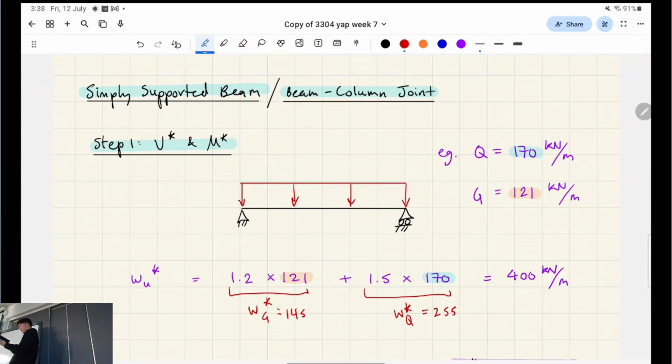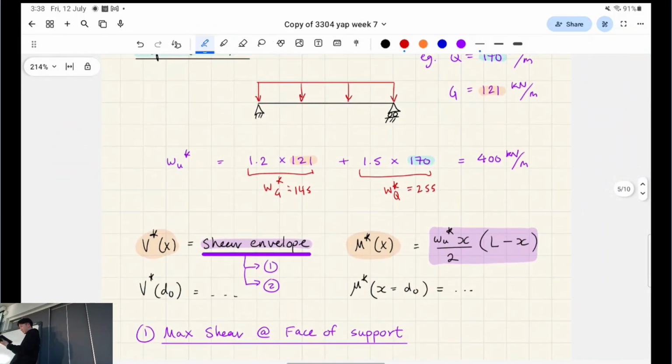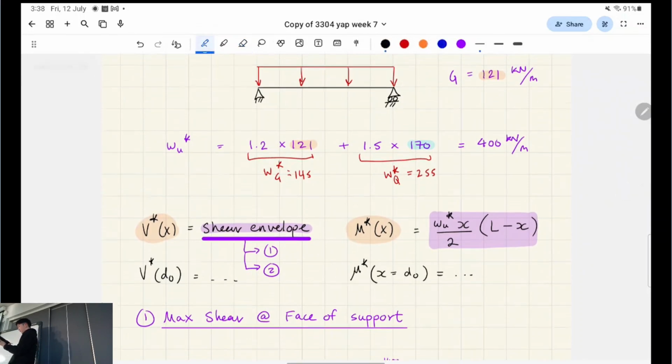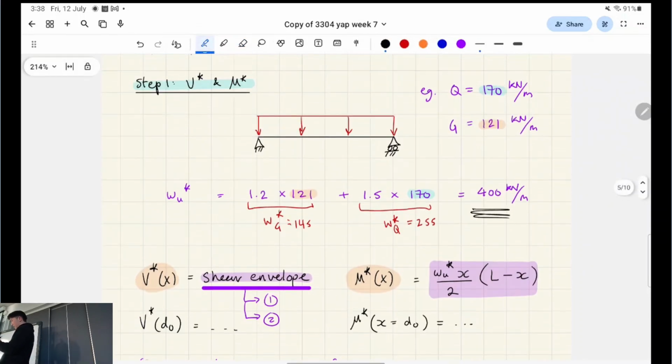Okay. Now we're going to move on. So shear force envelope, I'll show you below. For moments, simply use this number, plug it into this formula, and for X, you want to put in d0, d0 being that critical distance from the support. That one's not bad. That one, you're just chucking a formula for a simply supported case. The hard thing here is drawing the shear force envelope.